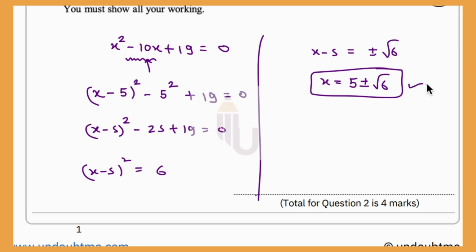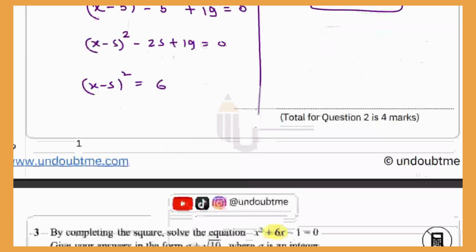So I'm hopeful that this method is clear. It is a very straightforward method. It's just the fact that you must know how to do it. Let us try another question.